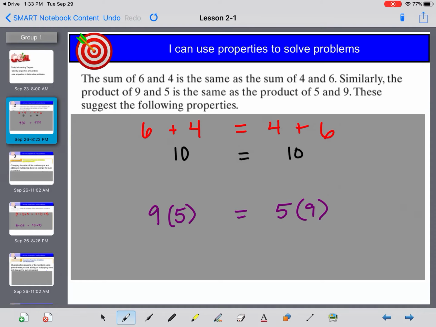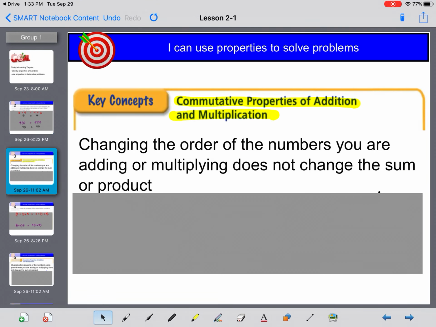It holds true not just in addition, but also in multiplication. 9 times 5 is 45, and 5 times 9 is also 45. I will get the same product, regardless of the order. This property has a name. The name is the commutative property. This is what you should write in your notes. Changing the order of the numbers you are adding or multiplying does not change the sum or the product.